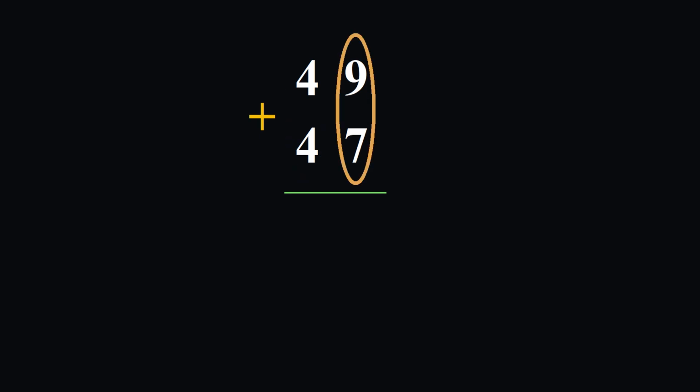We start solving the addition equation by adding the numbers in the ones place. 9 plus 7 equals 16. In the number 16, there are 6 ones, right? 6 in the ones place.